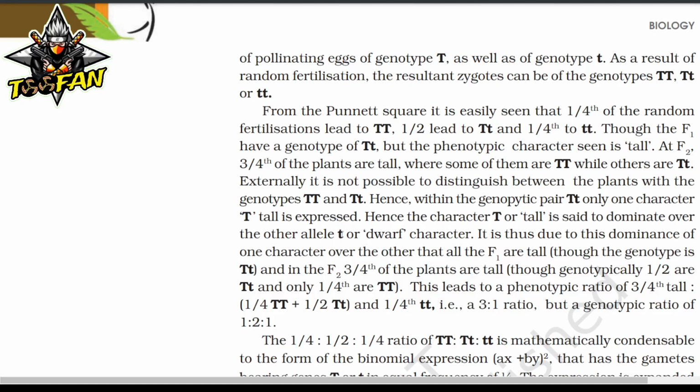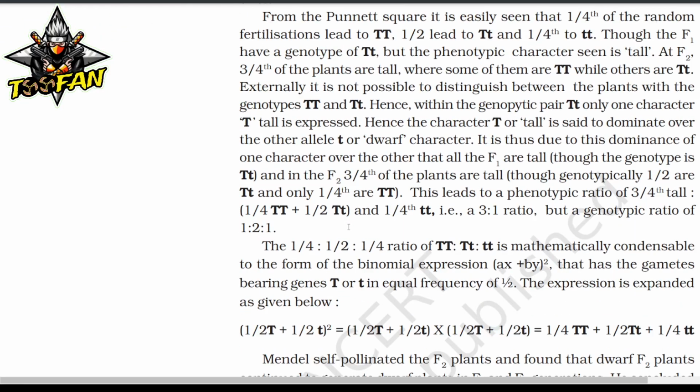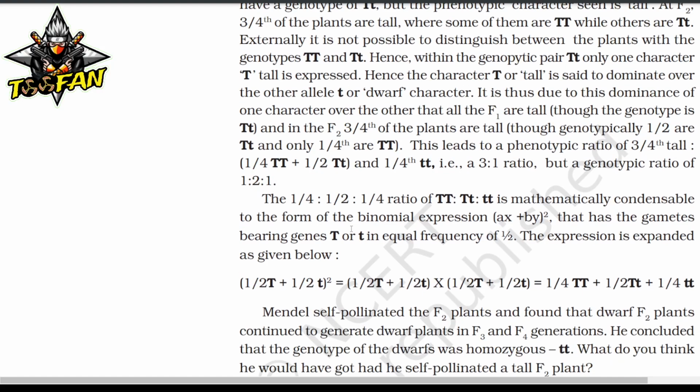The 1/4 to 1/2 to 1/4 ratio can mathematically be considered to form the binomial expression (ax plus by) whole square, where the gametes bearing genes capital T or small t occur in equal frequency of half. The expression is expanded as given below.